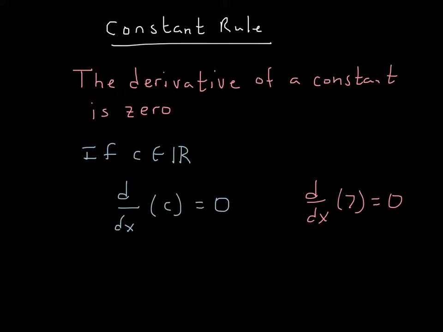Now, why is that? Well, think of it this way. The constant function graphically is a horizontal line. We know the slope of a horizontal line is 0. We also know that one of the interpretations of the derivative is it is the slope. So therefore, since the horizontal line has a slope of 0, the derivative of the constant would be 0.